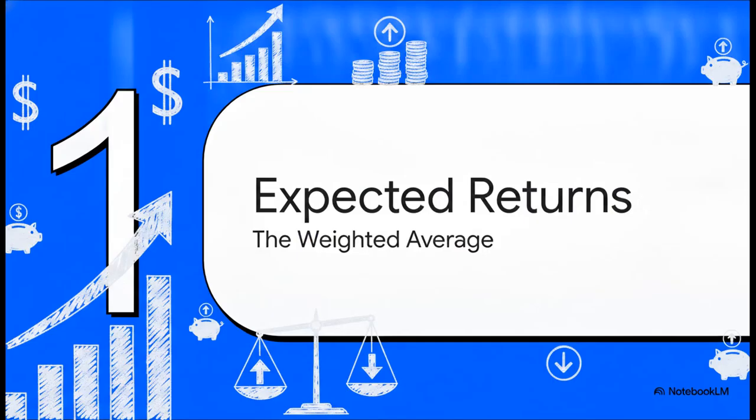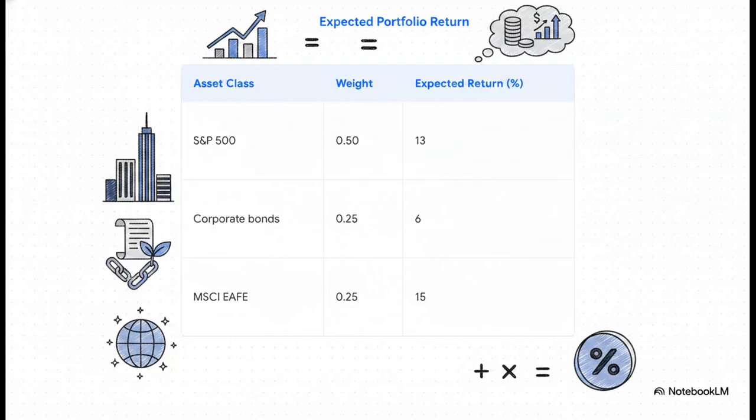All right, let's kick things off with Section 1, return and the weighted average. Now, calculating expected portfolio return is elegantly simple. You don't need some complex algorithm, you really just take the weighted average. Take a look at this hypothetical 3-asset portfolio.